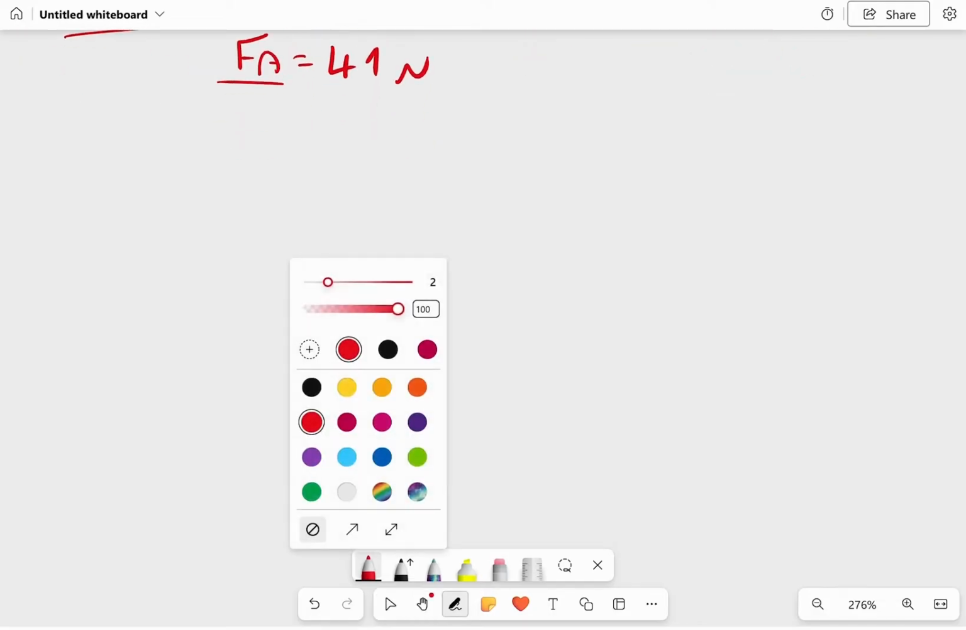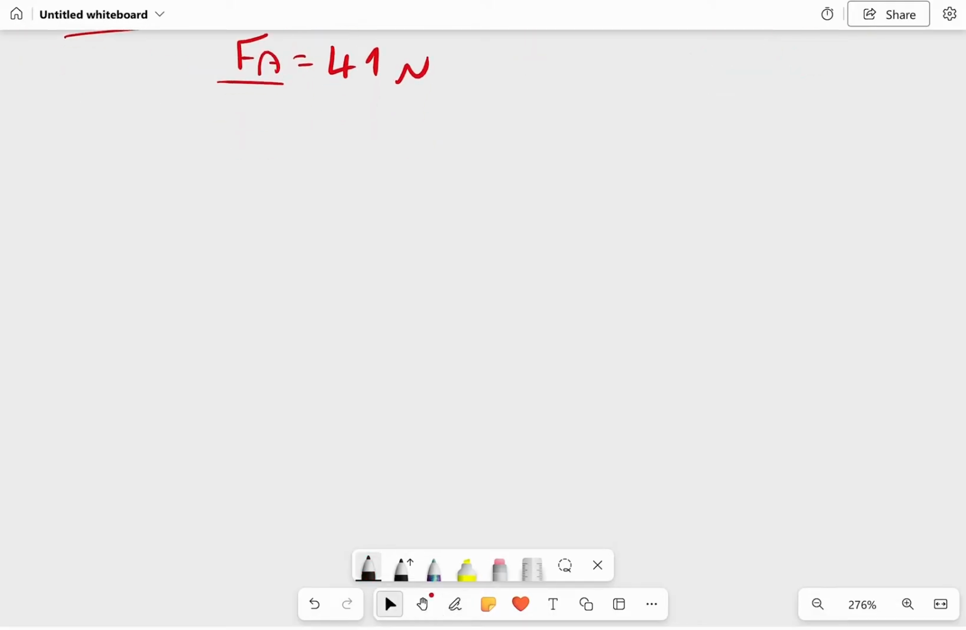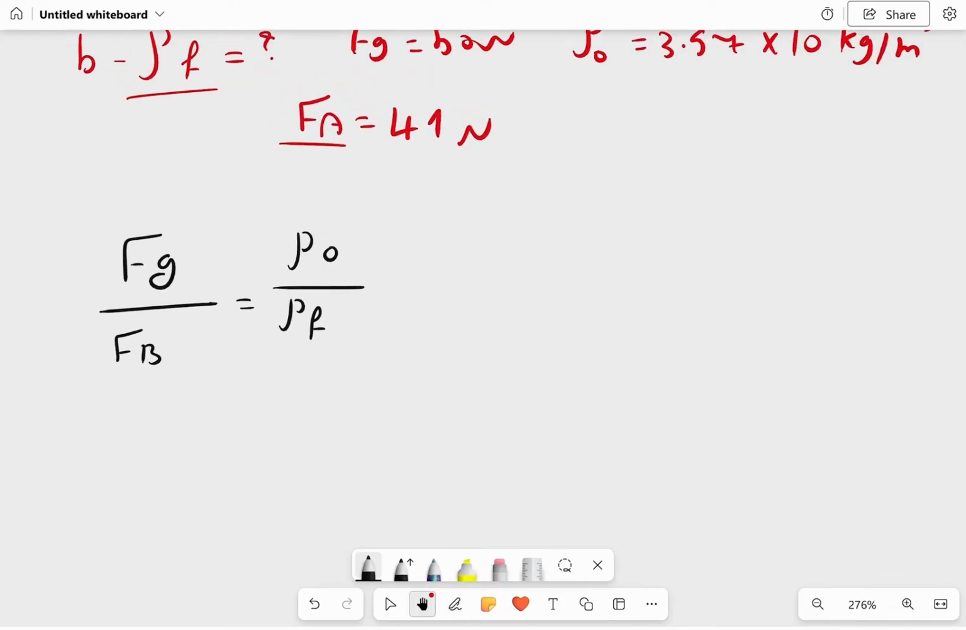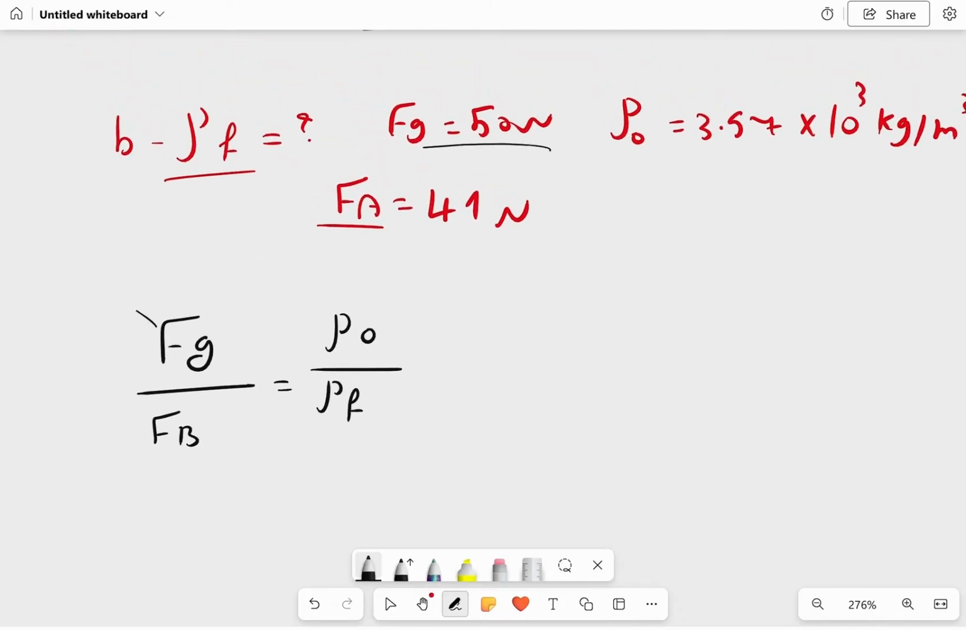Let's use the same equation. We have Fg, which is the weight of the object, divided by the buoyant force, which is equal to rho naught, the density of the object, divided by the density of the fluid. Now, guys, do I have Fg? Yes, it's here. Do I have Fb? No, I don't have Fb. Using the same equation that we used in the previous question, we are going to find Fb. Do I have the density of the object? This time, yes. I need to find the density of the fluid.